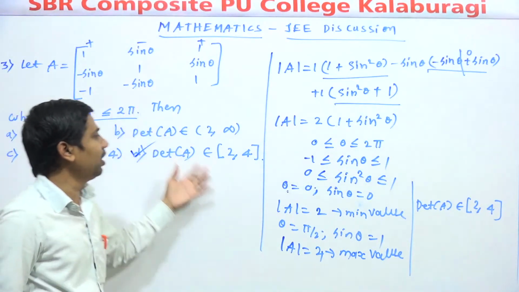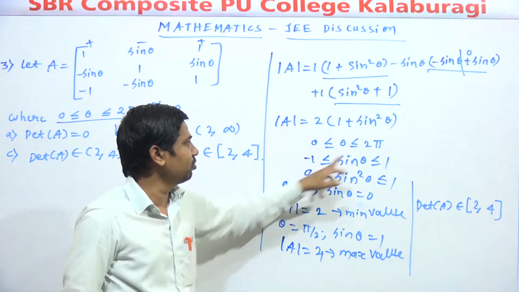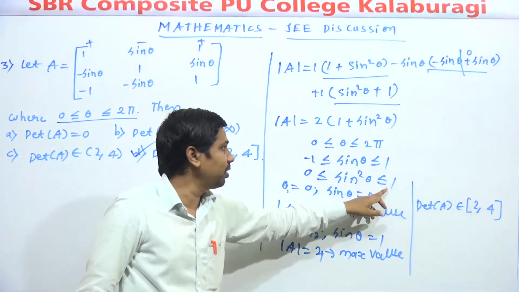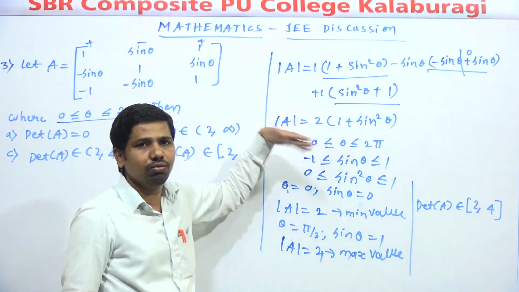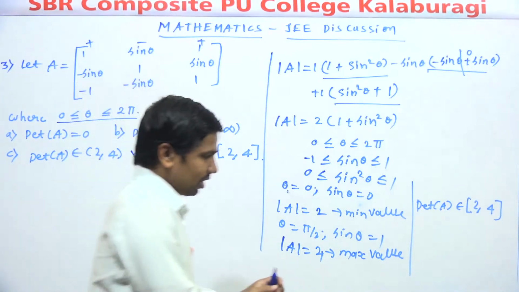So the determinant of A belongs in the interval 2 to 4, or else sin square minimum is 0. If I take 0, 1 plus 0 is 1, 2 times 1 gives the minimum 2. Maximum is sin square plus 1, so 1 plus 1 is 2, 2 times 2 is 4, maximum is 4. So this was about yesterday's class question.